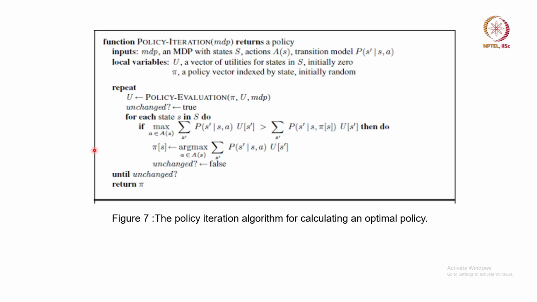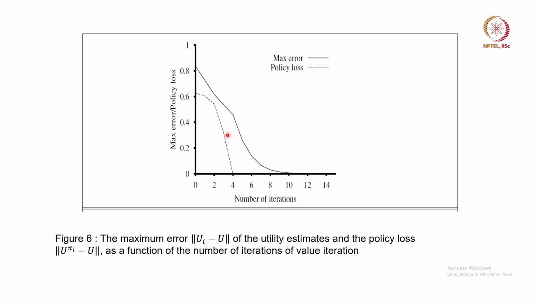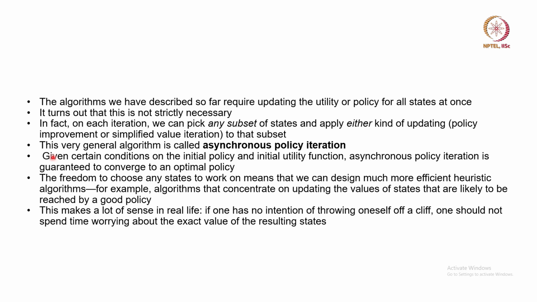So these are the two methods that are used, and this gives you, in the case of policy iteration, how the error reduces, right? So this gives you the max error, and you find the max error reducing as the number of iterations go on. And then you have the policy loss, and the policy loss is also coming down. So policy loss is u of pi i minus u. So this also you will find comes down as the number of iterations go on. So we have shown one or two ways of updating the utility of the policy.